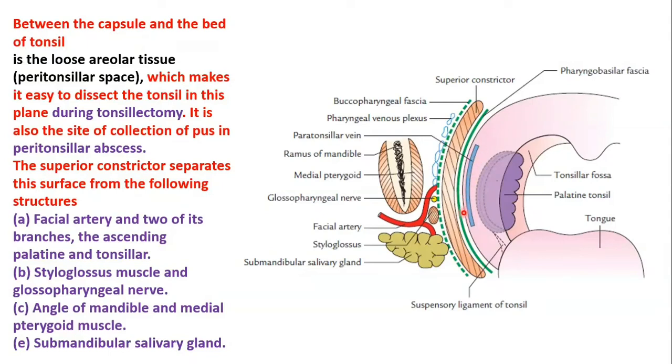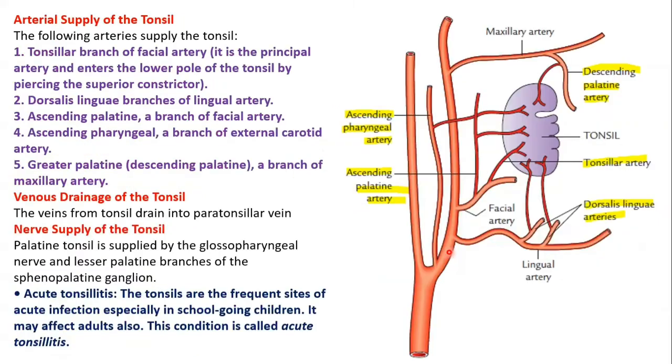Vein, because this is the peritonsillar space, and this vein is known as the paratonsillar vein. This is another diagram showing the facial artery and its two branches. This one is the ascending pharyngeal branch and this is the tonsillar branch. So these are the structures forming the tonsillar bed.